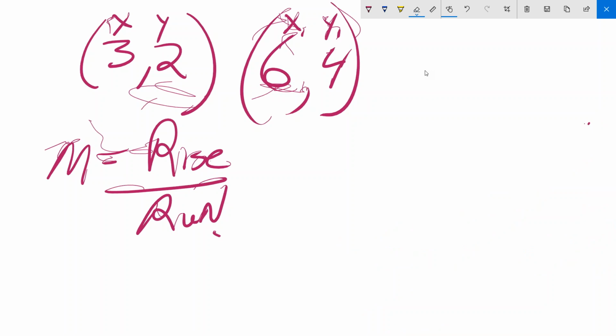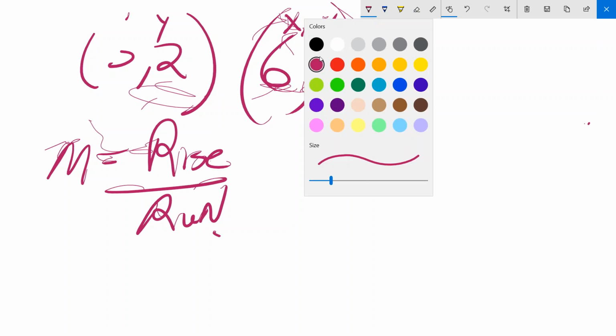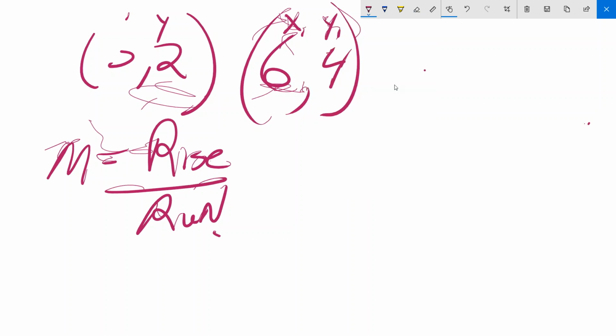Okay, so let me label these. Hold on a second. That was 3 comma 2. That is x sub 1. That is y sub 1. You with me? Yeah. This one is x sub 2, y sub 2. They're different points.